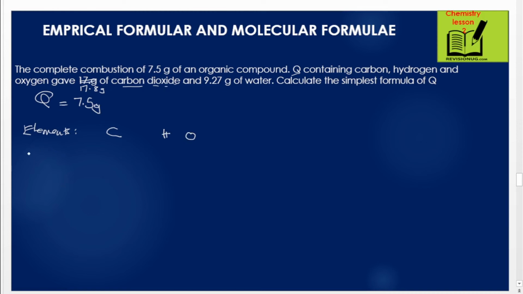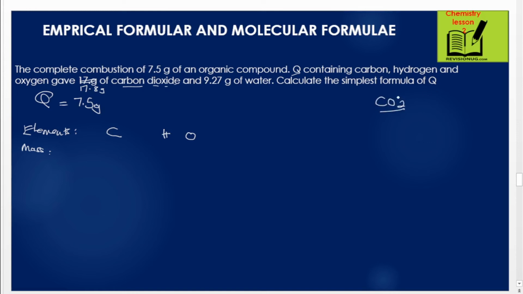So let us now write their masses. We need to get a mass for carbon, for hydrogen and for oxygen. But in the question, they have not given us the carbon or hydrogen masses. They have told us carbon dioxide and water, meaning that from carbon dioxide we can get carbon, and from water we can get hydrogen. Then let us first get carbon dioxide here.